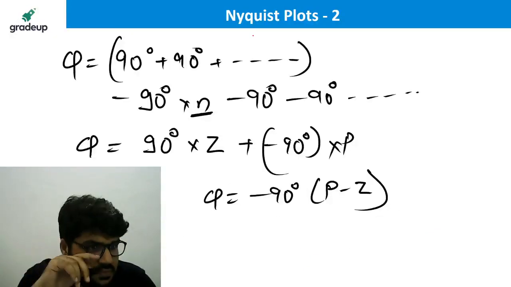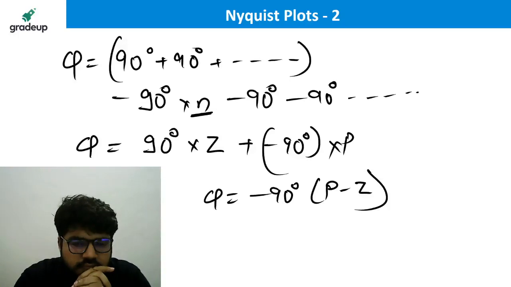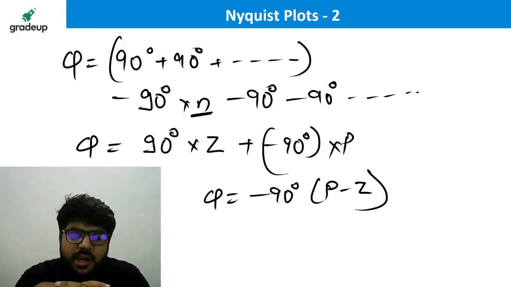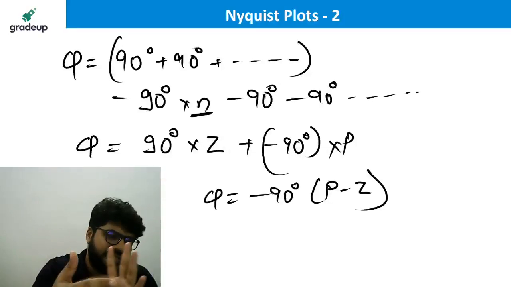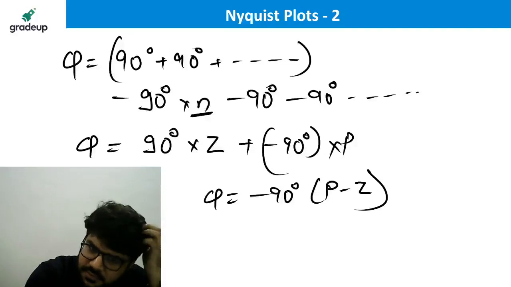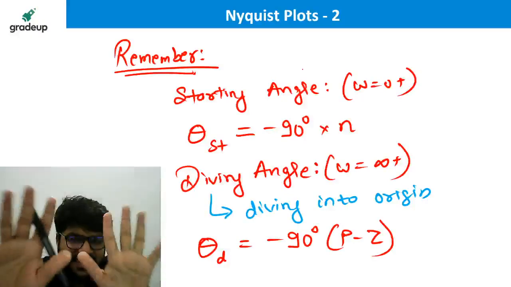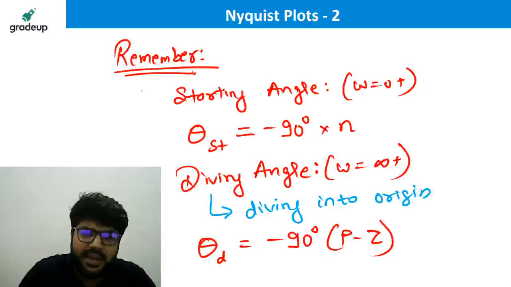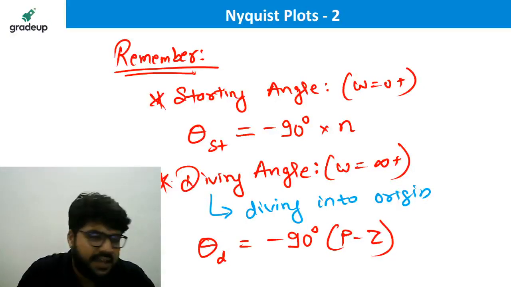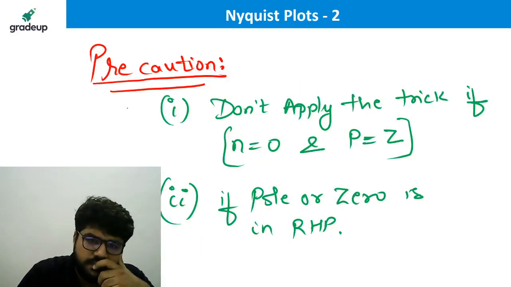Next one. So how to find the critical frequency, you can say by shortcut, it depends on the joining, which point to which point you have to go, and to join them, obviously I am intersecting two axes. That is why two critical frequencies. Okay, this is the final slide now. This is what you have to remember: starting angle, diving angle formula, with two precautions.